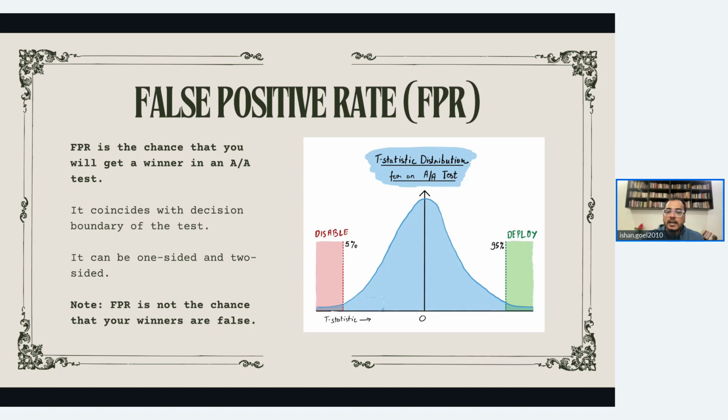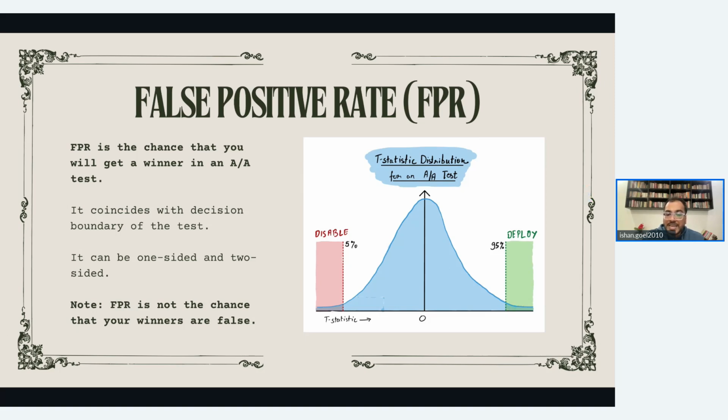A zero uplift has the maximum chance of being seen in the test. As you go to the positive side or the negative side, the chance decreases. This blue area is what I'm cutting down to 5%. So this blue area is 5% for me.